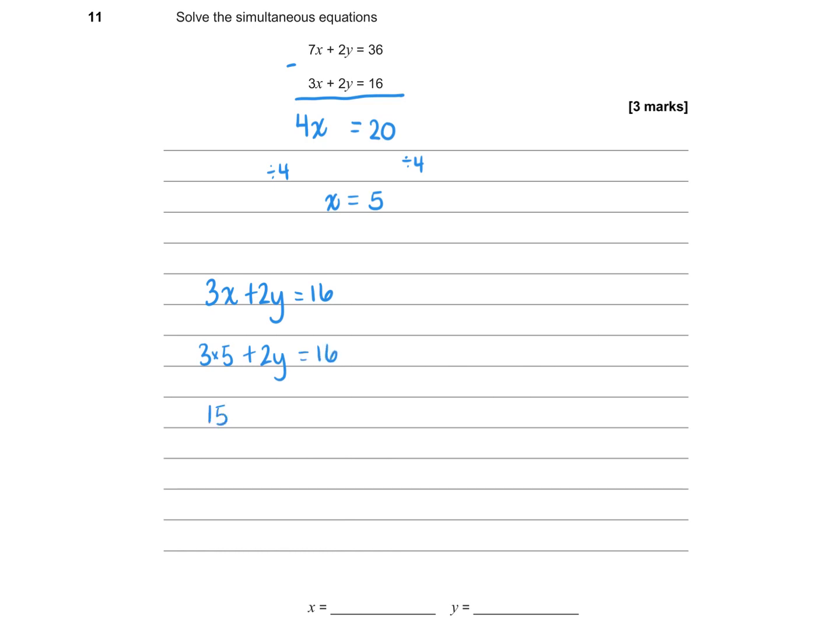So that's 15 plus 2y is equal to 16, and that is an equation that you get asked to solve all the time. So you're going to take 15 away from both sides. We're left with 2y is equal to 1, and then make sure you do this in the right order. You're going to divide both sides by 2 to give us y is equal to 1/2 or 0.5. So x is 5 and y is 1/2.